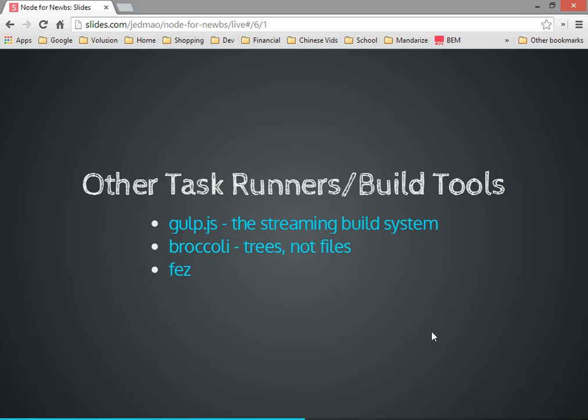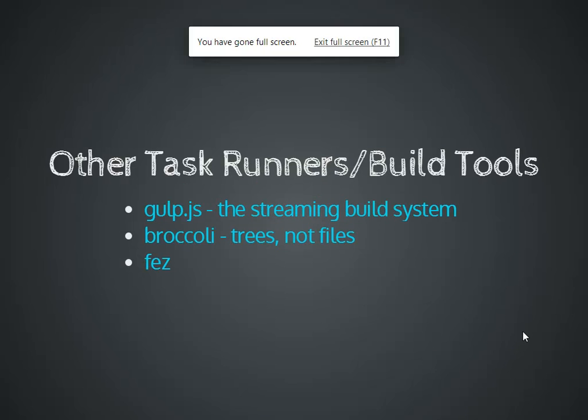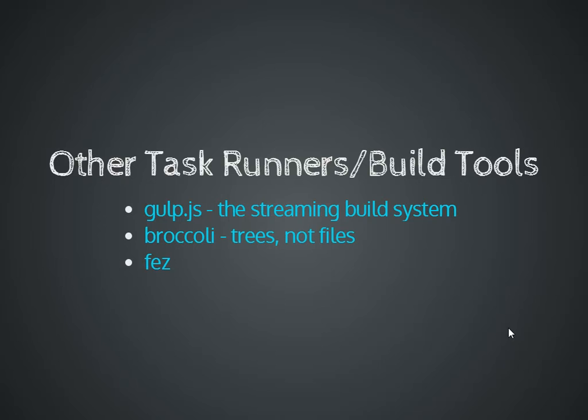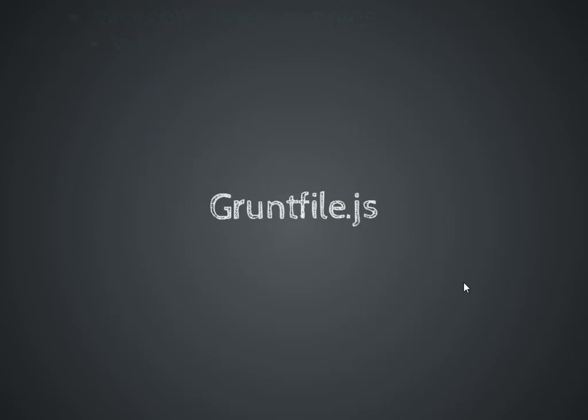Broccoli is about trees, not files. So it's talking about an input file tree, and it's going to do something with it, maybe minification, whatever it might be, and then it dumps that file tree to a new file location, a folder location. Fez is kind of probably losing popularity, but it has a different paradigm for doing some build things as well. So just something to look into.